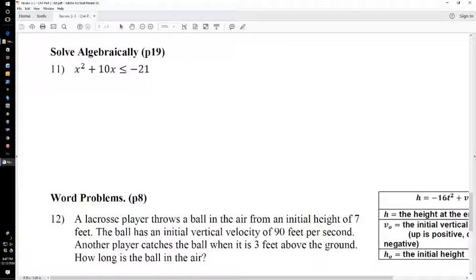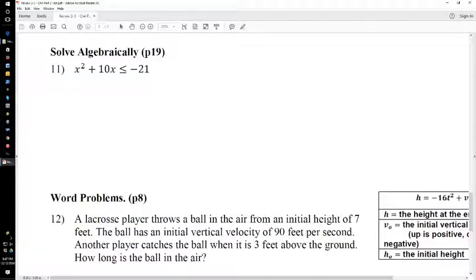For number 11, we are solving an inequality. Still a quadratic. We solve it like any other quadratic. And again, you can go on page 19 in your notes to find other ones like it. But we'll start off by getting everything to one side, just like we always do.